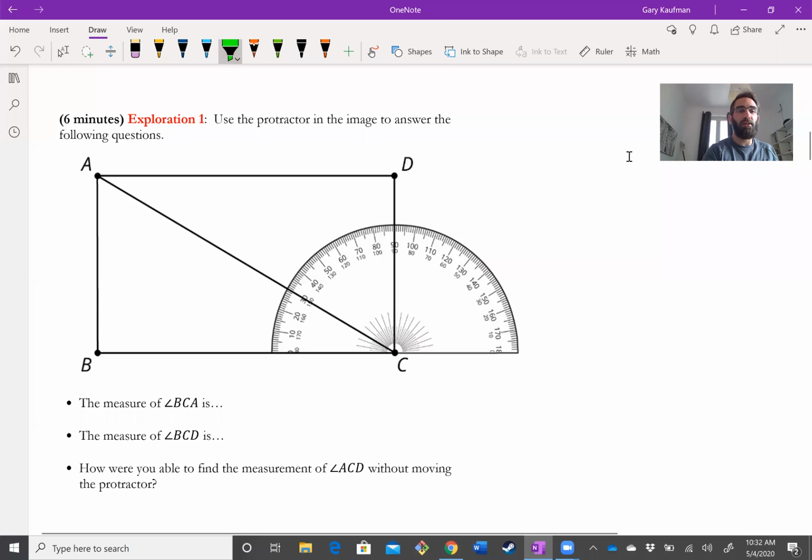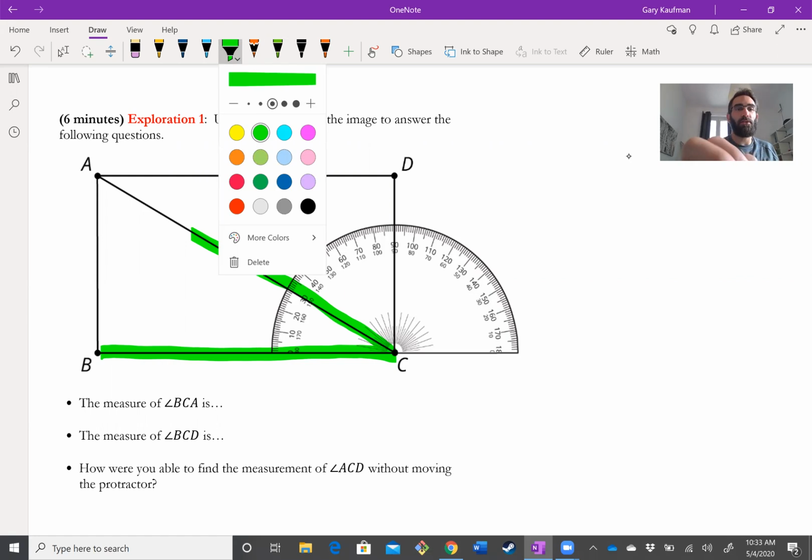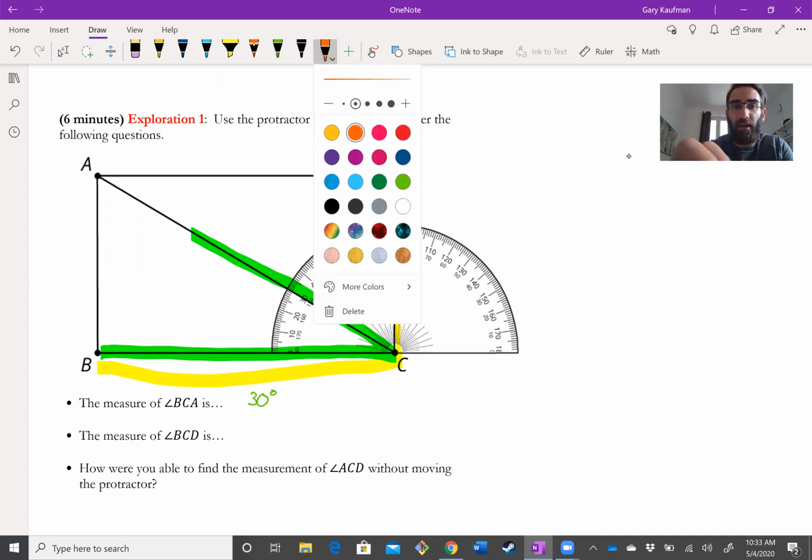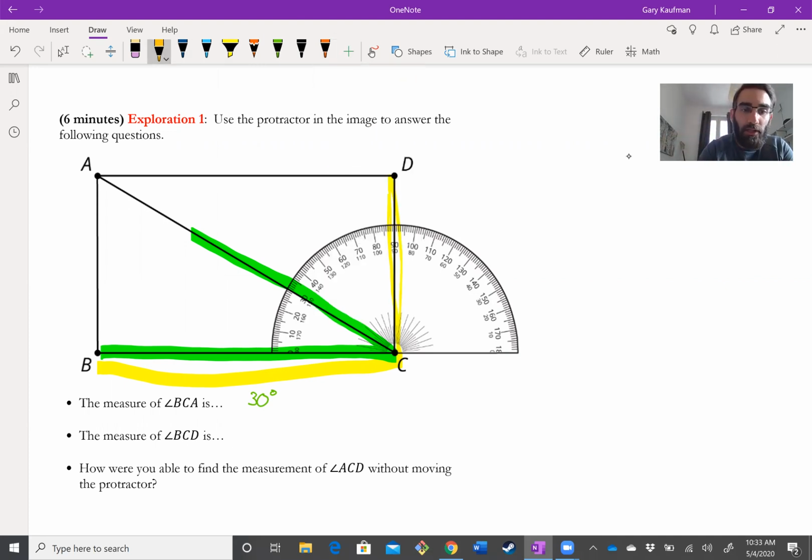So BCA, here's B to C to A, versus the next one, which therefore asks for B to C to D, the whole thing. So we see BCA, the green, is at 30 degrees. We then see that the yellow, we'll use gold as our yellow, actually goes to 90 degrees. Then we're asked to find ACD, which is just this part.